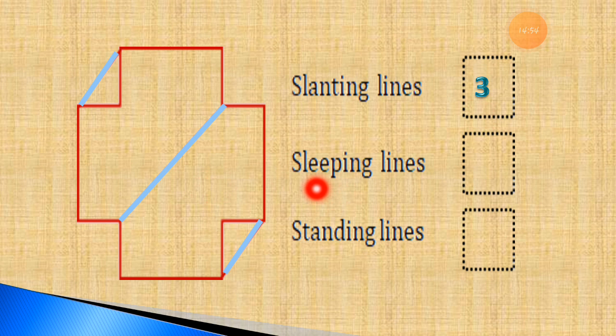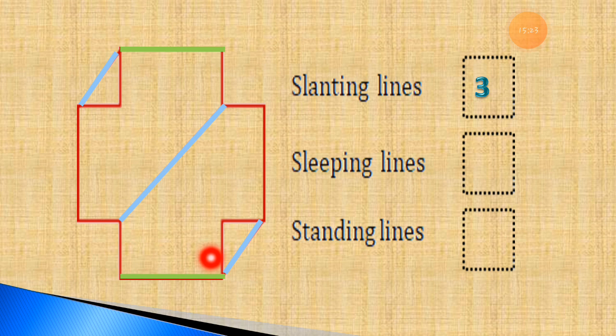Now we have to find the sleeping lines, the total of how many sleeping lines there are. So let's count how many sleeping lines are there. I overwrite with a parrot green color line on the sleeping line, so you can easily identify it. Here is the sleeping line which is green in color. This is the first line. Here is the second sleeping line.